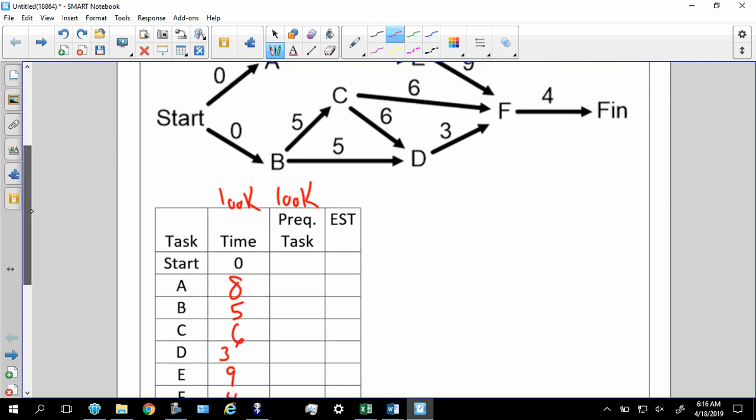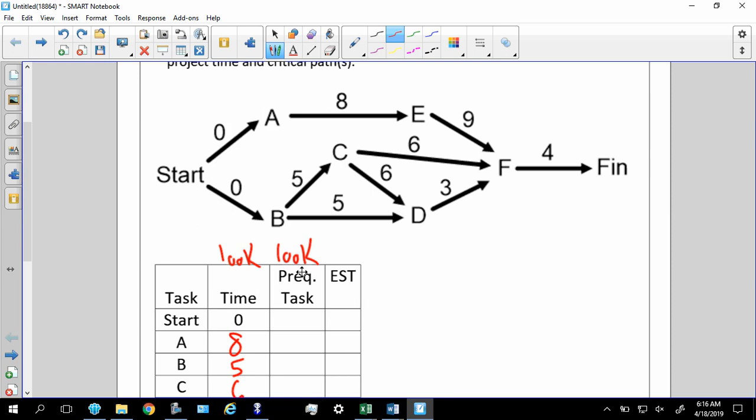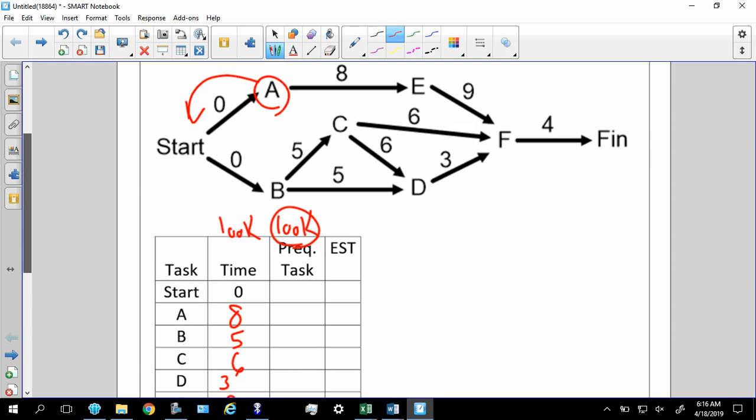All right. Now the next thing is prerequisite task. Notice again, I just said look at it. All you got to look at is what is pointing. So, for example, looking at A, what's pointing at A? Well, that's start. So that means for A it's going to be a none. Notice B, what's pointing at it? Well, start. So that's another none. Looking at C, what is pointing at C? Well, B is pointing at C. So the prerequisite is B.